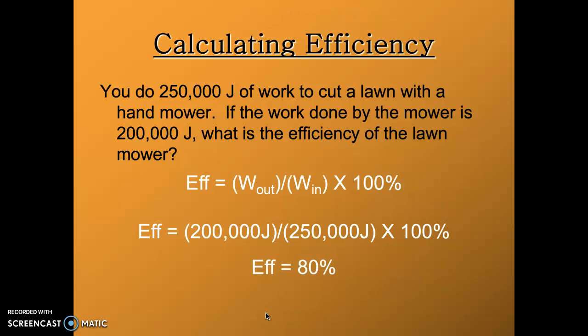200 divided by 250 is 0.8. Okay. And we simply multiplied that and got 80%. So you have an 80% efficient lawnmower. And that's actually a pretty good efficiency for a hand mower.